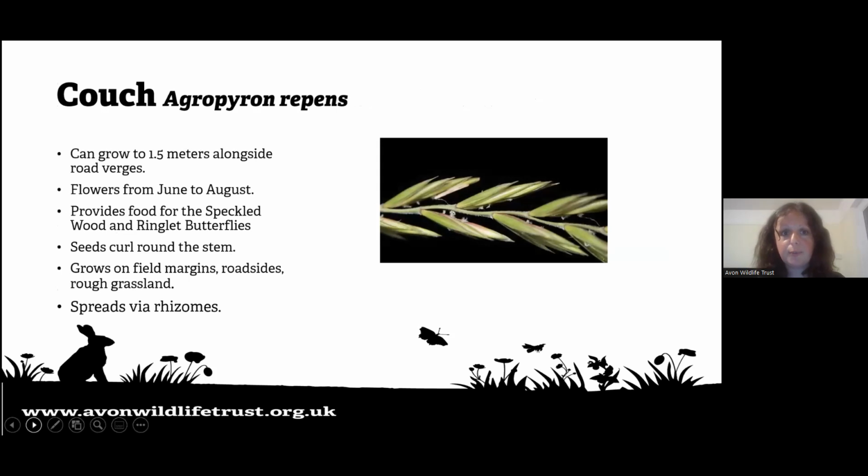Couch, Agropyron repens. It can grow quite tall. It flowers from June to August. It provides food for the speckled wood and ringlet butterflies. A lot of farmers don't like it because it grows quite madly, and it spreads via rhizomes, all roots connected to each other. So it's quite hard to get rid of if you don't want it.